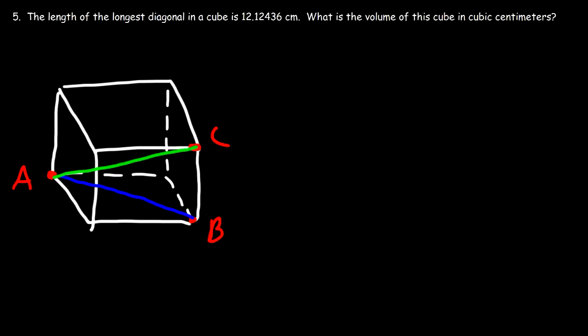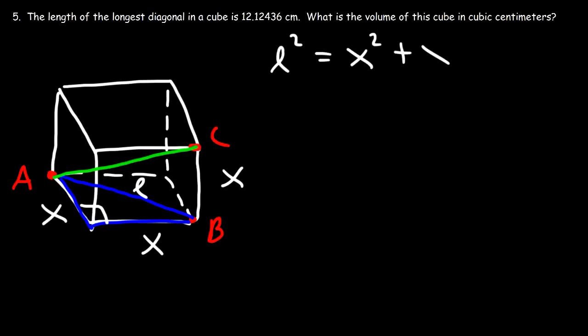Now for a cube, all sides are the same, so we can call this X, X, and X. So if we focus on, let's say, the blue triangle, notice that we can come up with this equation. Let's call the hypotenuse of that triangle L. So L squared is equal to X squared plus X squared. Now, if we focus on, let's say, the green triangle, let me draw that better.